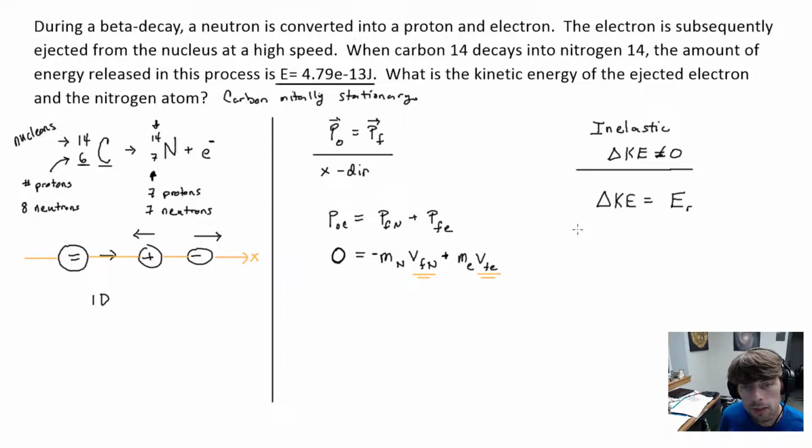Of course, using the definition of delta, we have 1/2 the mass of the electron, the final speed of the electron, squared, plus 1/2 the mass of the nitrogen atom, the final speed of the nitrogen atom, squared, minus the initial speed of the carbon. And that should all equal this released energy, ER.